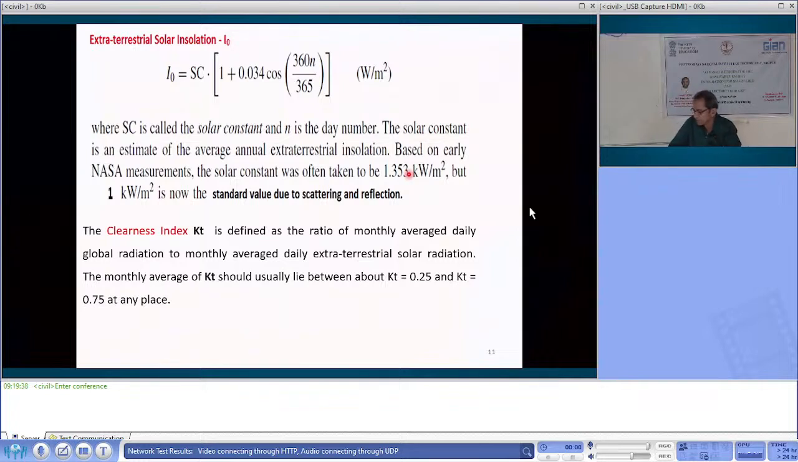Standard test conditions say that 25 degrees is the cell temperature when it is manufactured, 1 kilowatt per meter square is the solar irradiance, and air mass 1.5. We will come to that definition. The clearness index is another one, which is the ratio of monthly average daily global radiation to monthly average daily extraterrestrial radiation, which is outside the atmosphere.